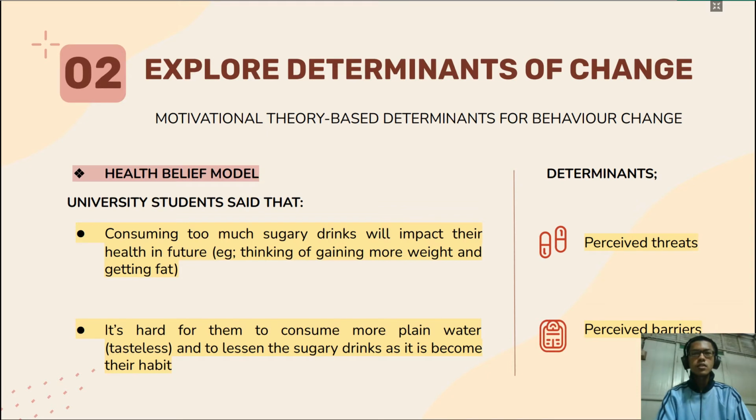Next, I'm going to explain the letter E, which is explore determinants of change. So for motivational theory-based determinants for behavior change, we use health belief model. So when university students said that consuming too much sugar drinks will impact their health in the future, this statement shows that the determinant is perceived threats. And when the students say it's hard for them to consume more plain water and to lessen sugary drinks as it becomes their habit, this shows that the determinant is perceived barriers.